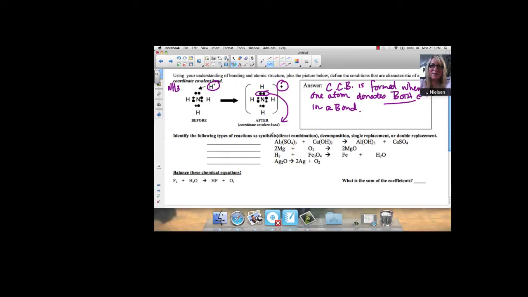Identify each of the following reactions as synthesis, decomposition, single replacement, or double replacement. Any of you that have had me remember what we equate these to.